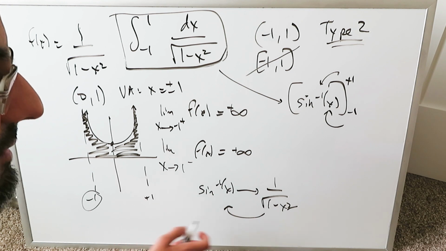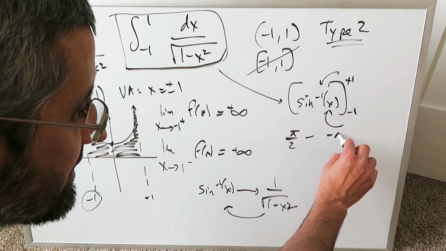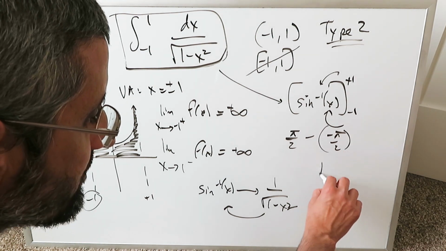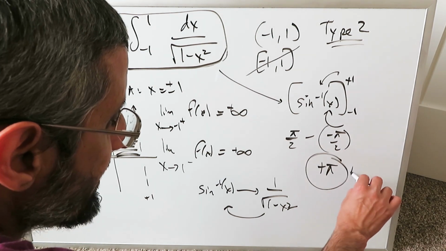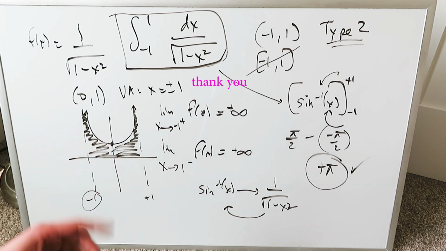Inverse sine of 1 is pi over 2. Inverse sine of minus 1 is minus pi over 2. These add up and you get a positive pi. And that represents a very finite convergent outcome for a type 2 integral, which has infinite discontinuities involved. Normally you would expect to see divergence, but surprisingly you see convergence, and that's why I find this particular question very interesting. That's about all I want to show you in this video.